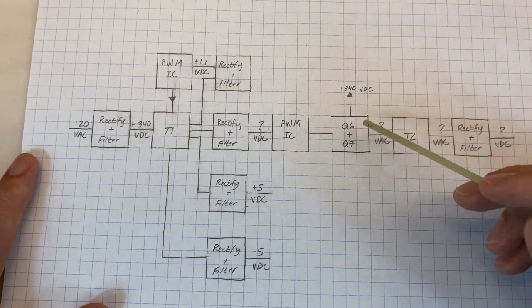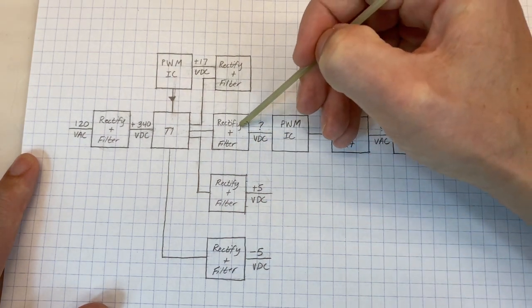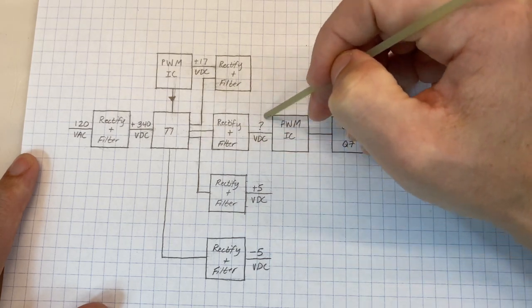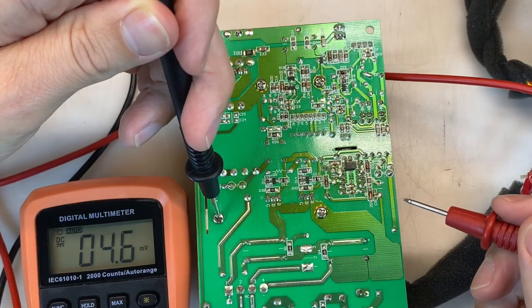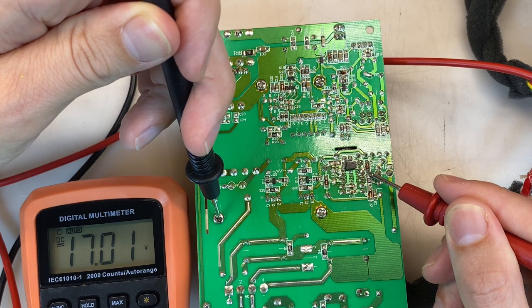And if we follow this all the way back, I actually get no DC voltage even at the output of this rectification and filter section. So this is where we want to place our focus. Let's take a look at all 4 rails of that transformer T1. There's our positive 17 volts.